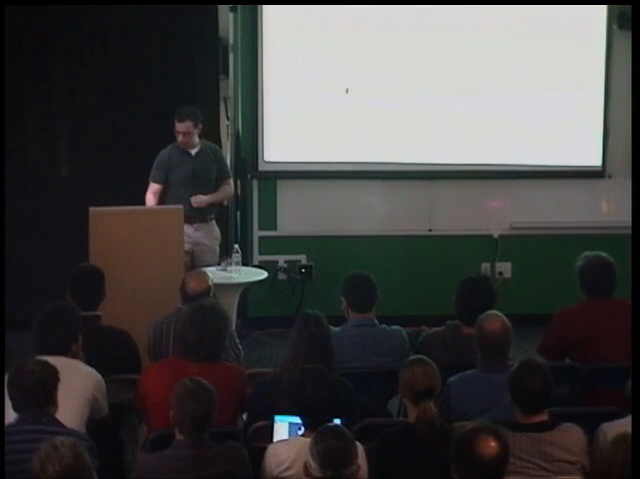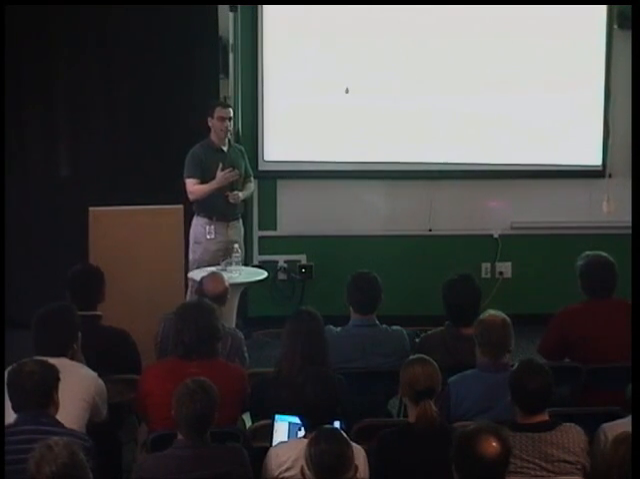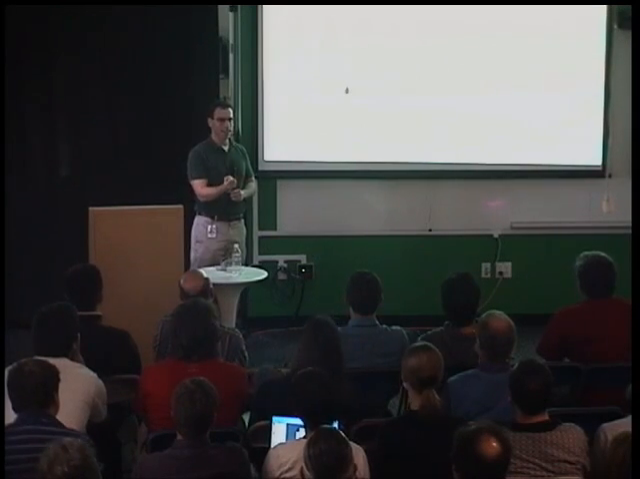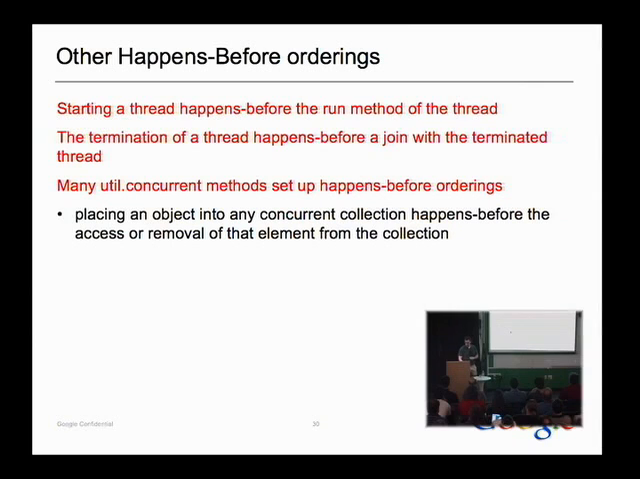There are some other happens before orderings. If you start a thread, everything that happened before you started that thread is going to happen before the actual start of that thread. The same thing is true of joins, but in the opposite direction. And there are lots of things in java.util.concurrent that set up happens before orderings. Like if you put something into a queue and later take it out of the head, that sets up a happens before ordering, and so on and so forth. It's pretty well documented, so if you have more questions, you can ask me later.